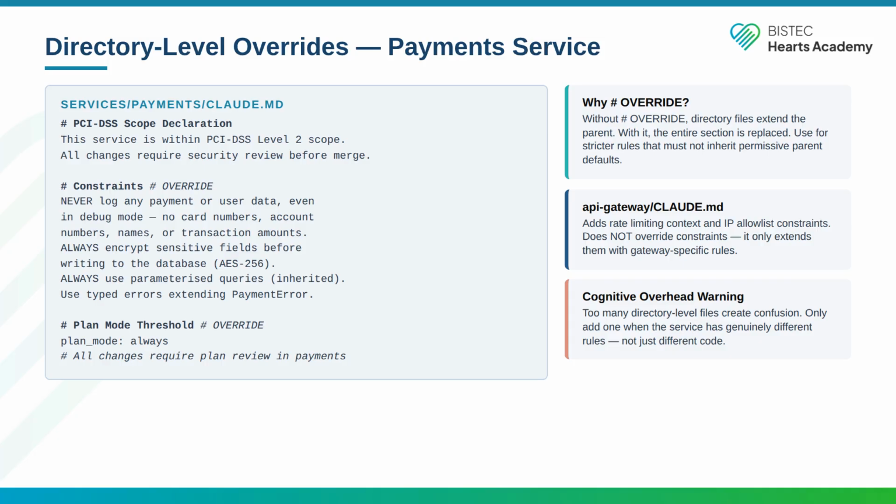The API gateway CLAUDE.md takes a different approach. It extends the root rather than overriding it. No override markers. It adds rate limiting context and API alias constraints that are specific to the gateway's role. The root constraints still apply in full. This is the right call when a service has additional constraints beyond the baseline, not different constraints.